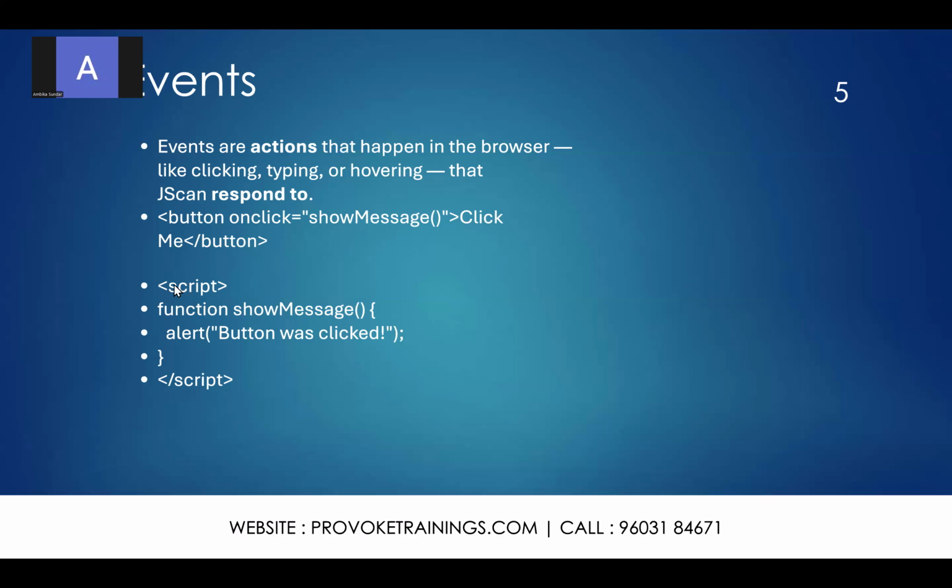This can be written inside the script tag. So inside the script tag, inside the HTML page, I'm going to write a function showMessage. It is going to give the alert that the button was clicked. So what happens is, when I click the button, on this event the showMessage function will be executed and it will show me the message that the button was clicked on the screen.